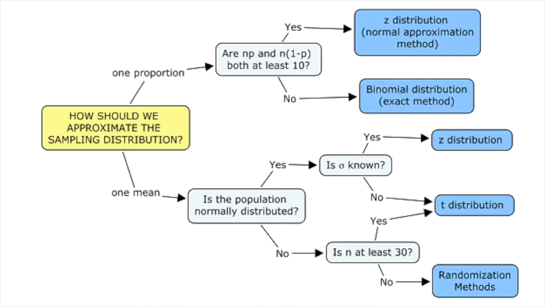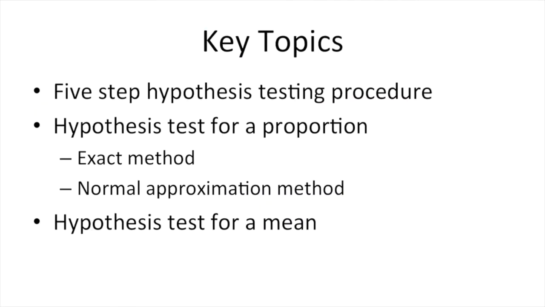When testing one sample mean, your notes describe how to use the Z distribution, but we're going to be focusing on the T distribution this week. The methods for using the Z and the T distribution are very similar. In real life, the majority of the time, you're going to be using the T distribution. These are the key topics that you'll see this week. Let's start by looking at the 5-step hypothesis testing procedure.